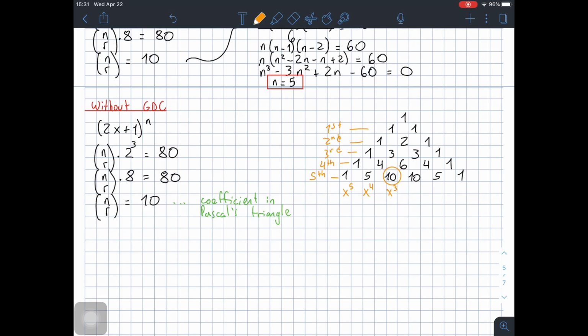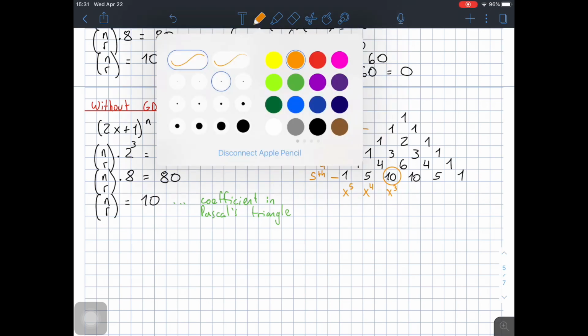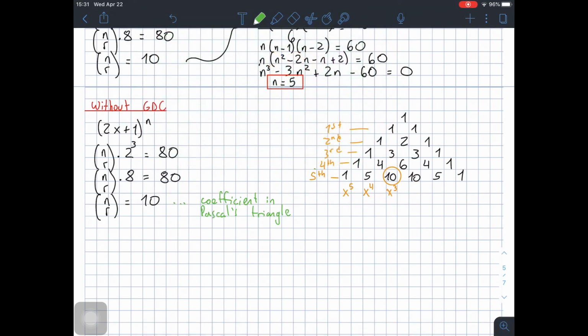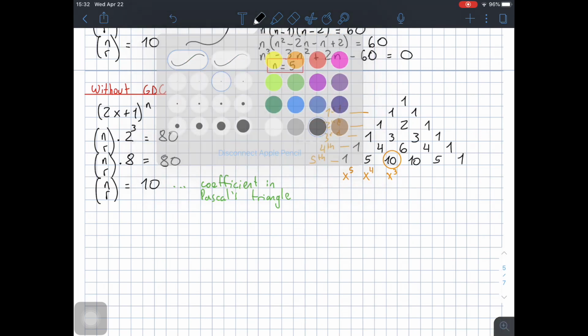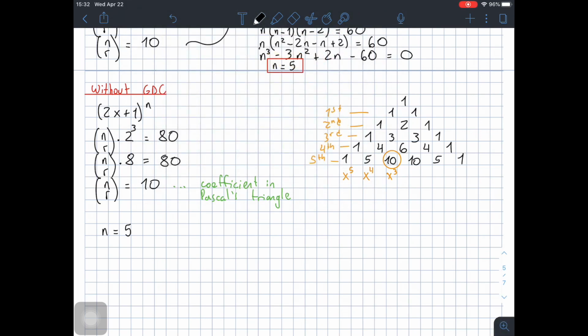So finally, I can already know the value of n, and the value of n would be directly this row over here. Remember, the value of n determines the row in the Pascal's triangle, so the value of n is directly 5, because that's the row where I find the 10 that I need in order to obtain a coefficient of 80 in the x cubed term. Okay, so this is how I solved without using a calculator. It's a little bit conceptual, but I hope that it's clear enough for you people.